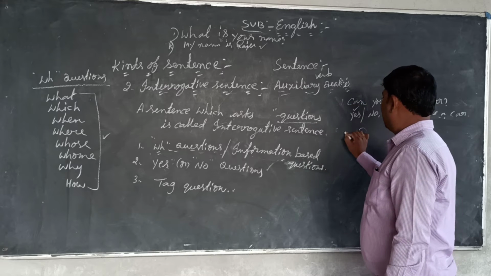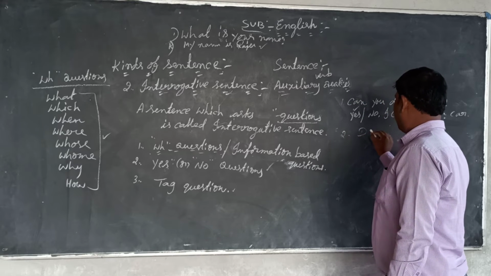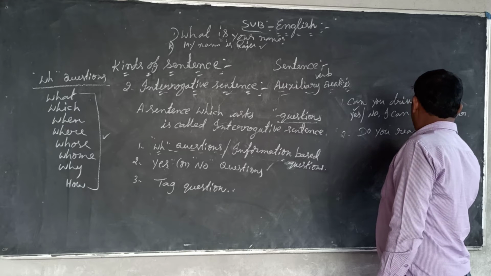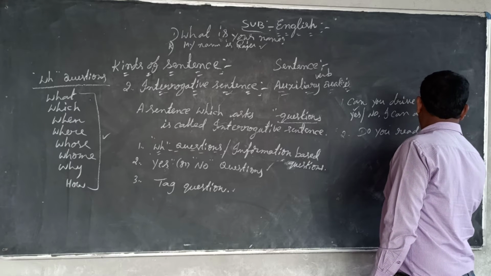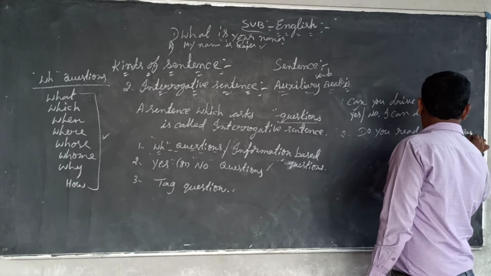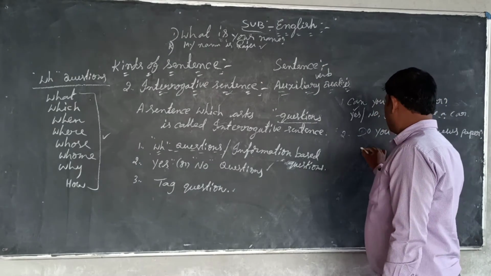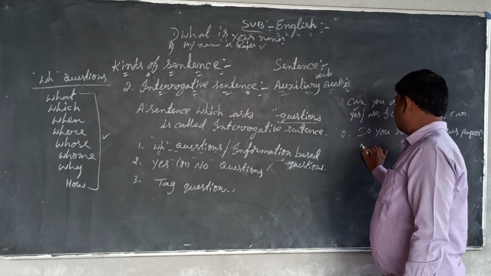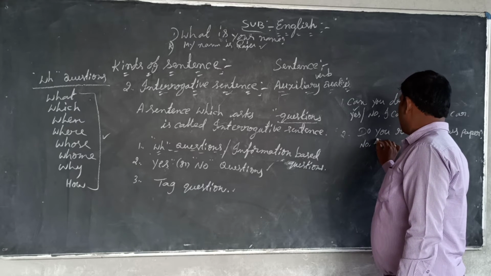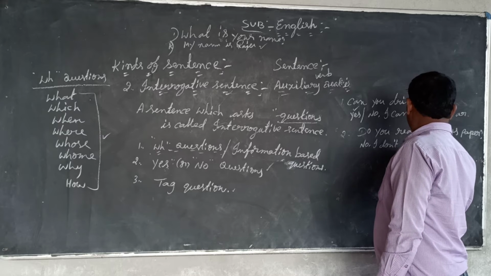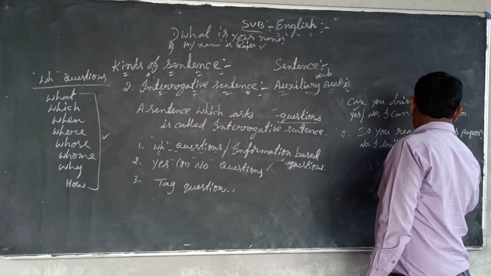Second example for yes or no questions. See, do you read a newspaper? Do you read a newspaper? So the answer may start like this: no, I don't read a newspaper.